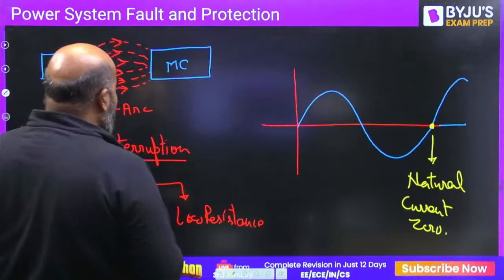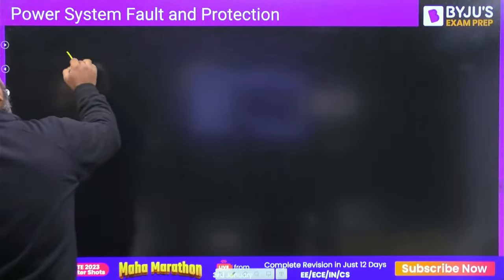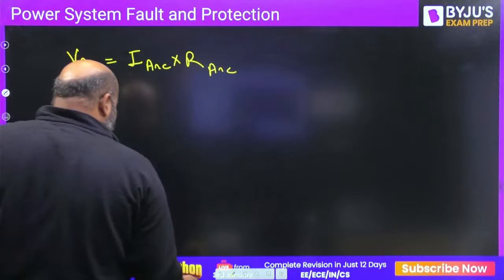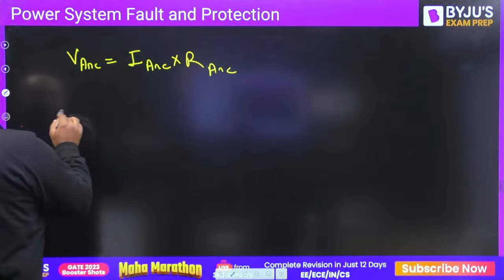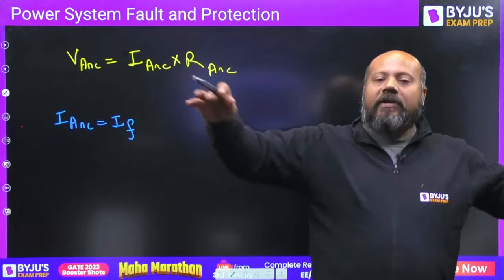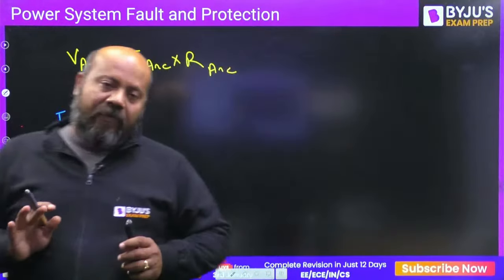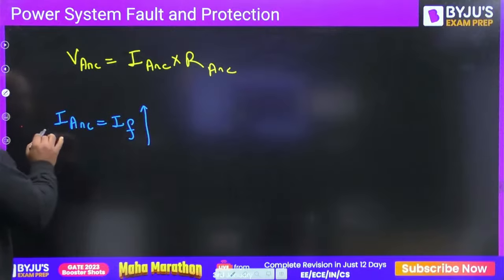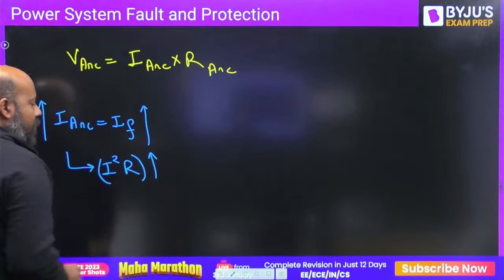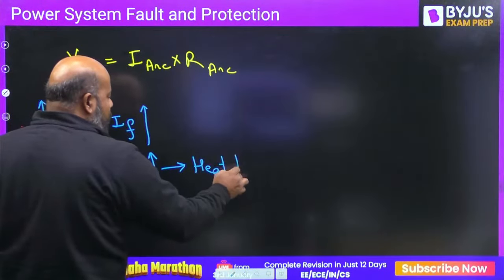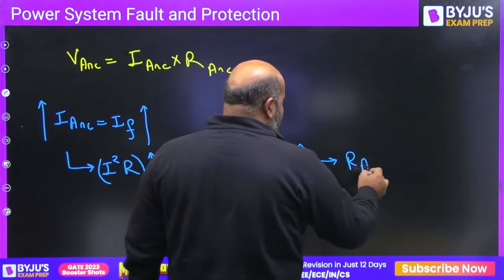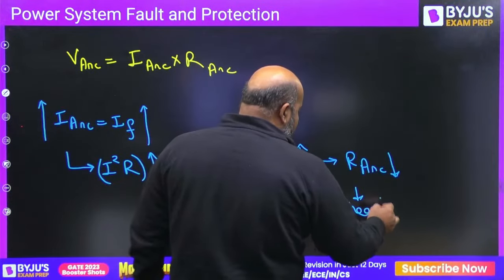voltage. Understand one thing about the arc voltage before we discuss all this. That arc voltage is given as arc current multiplied by the arc resistance. Now, this arc current is nothing but the fault current, because if the arc is in between the contacts of the circuit breaker, a fault is there. And the circuit breaker is connected in series, so the arc current is approximately the same as the fault current. If the fault current is increasing, the arc current is increasing. If the arc current is increasing, the I square R losses in the arc are going to increase. It means heat and temperature are going to increase. Temperature increasing means R arc is going to decrease, because it has a negative temperature coefficient of resistance.